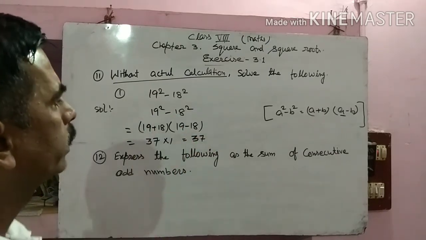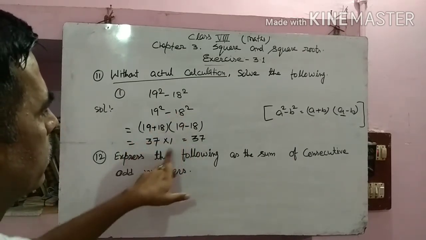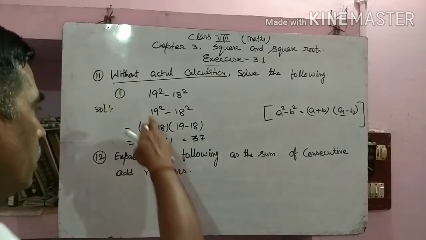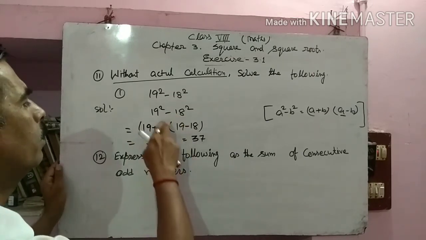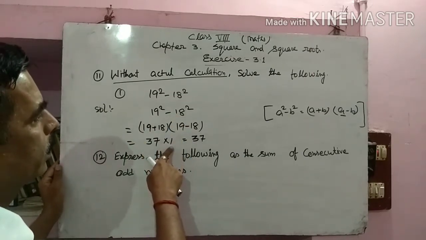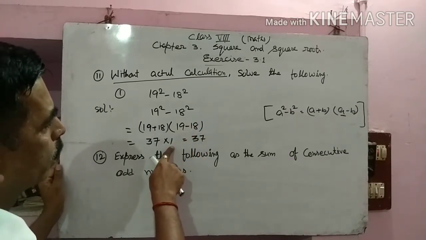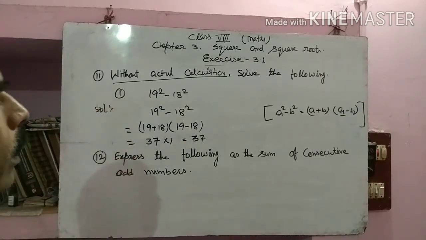So suppose there is a difference like 19 minus 17, then the result will be the sum of 19 plus 17, which is 36, into 2, because 19 minus 17 becomes 2. So we have to multiply by 2. Then finally you will get the answer. Now this is the process to get the value of 19 square minus 18 square without actual calculation.